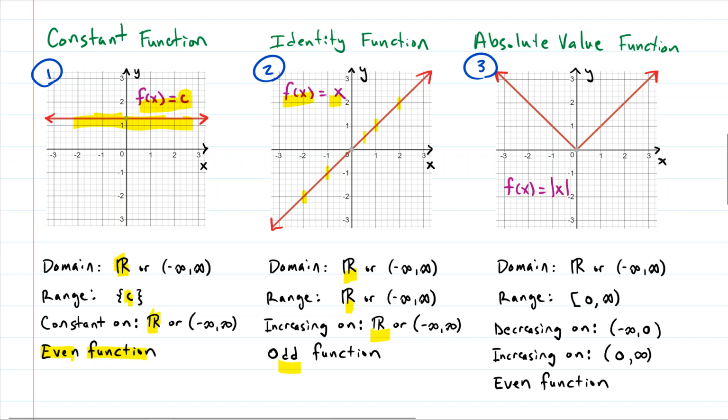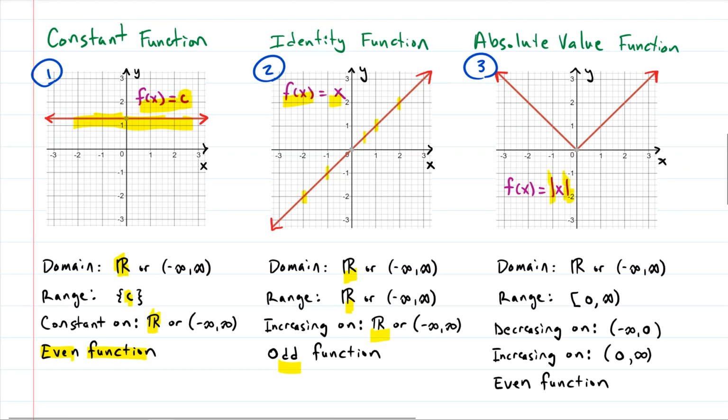The third graph we have here is the absolute value function, which looks very much like the identity function, but if you take the left side of the graph and flip it up over the x-axis, then that's what you get. So it's really kind of like the identity function, but all of the outputs are forced to be positive. And that's where the absolute value comes from. So the negatives are forced to be positive.